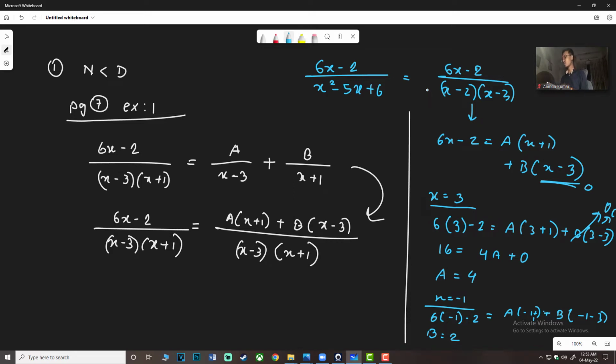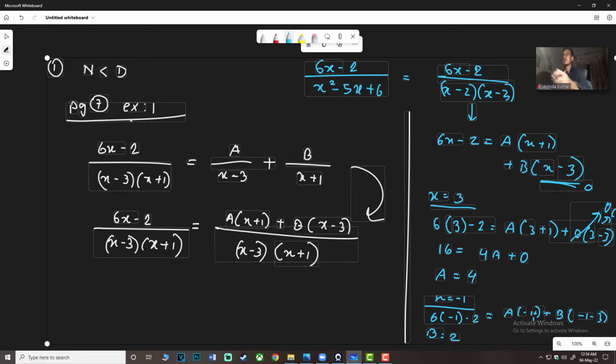Okay, so before moving on to the second type, we have one more variation of this type. The variation is when we have repeated factors. The book section number 2.2 is repeated factors. Repeated factors means, for example, you have something like this.